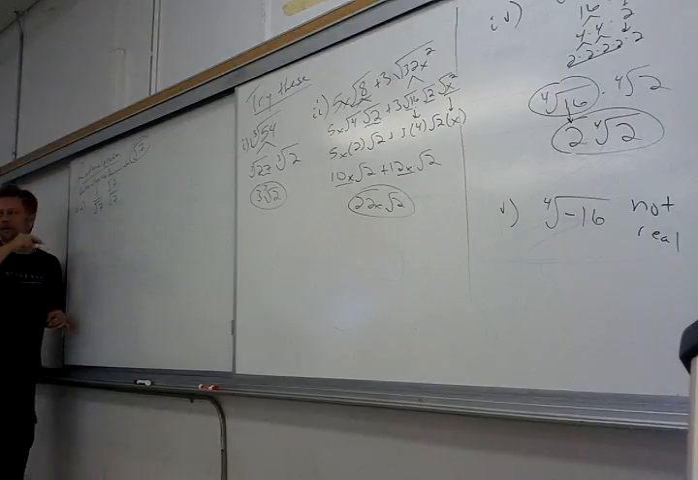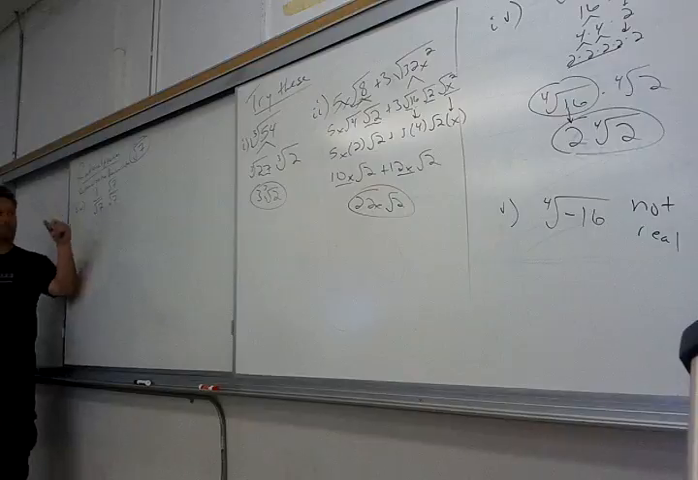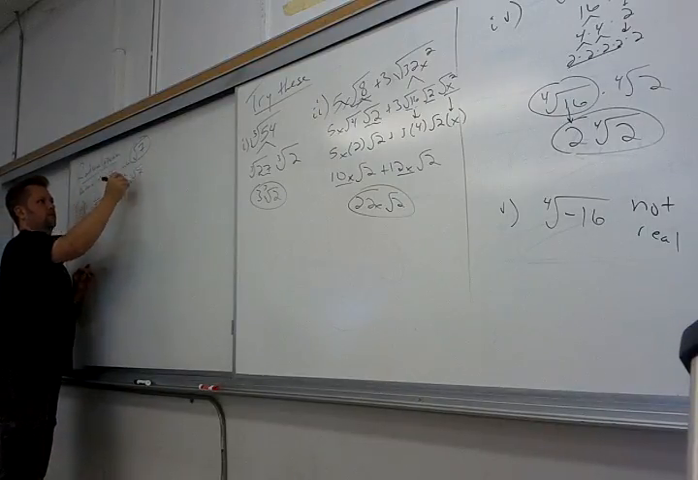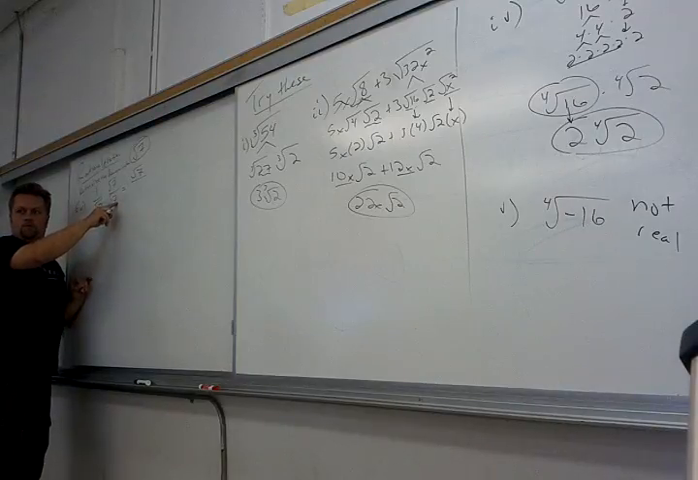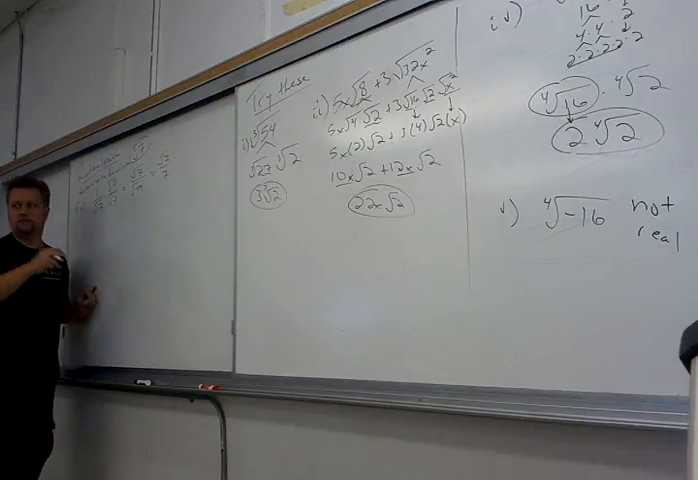Alright, so I better multiply by square root of 7, top and bottom. Whatever I do to the bottom, I better do to the top. So what do I get on the top now? 1 times this is square root of 7. On the bottom, square root of 49, which is 7.